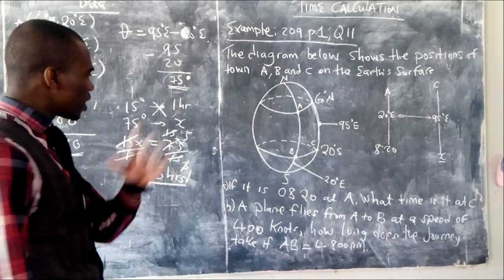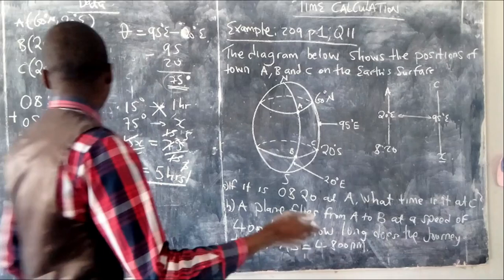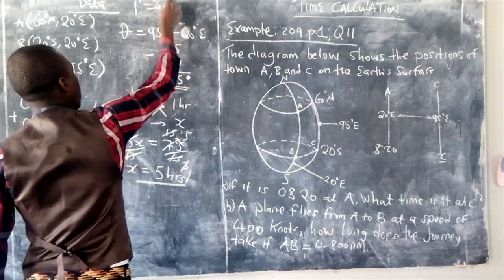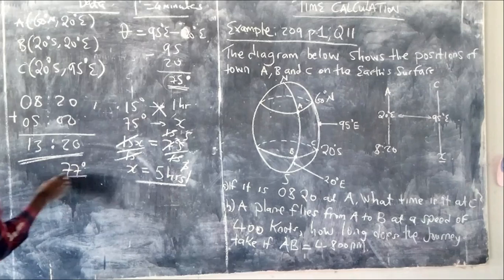Supposing after dividing here, you had some remainder. That remainder, you could have just multiplied it by 4 so that you convert it into minutes. Because remember, we wrote that 1 degree is equivalent to 4 minutes. So if at all you are dividing, let me just give an example. Supposing we had 77, okay? Supposing 77 was the difference in degrees. So how could we have found the time in this case?